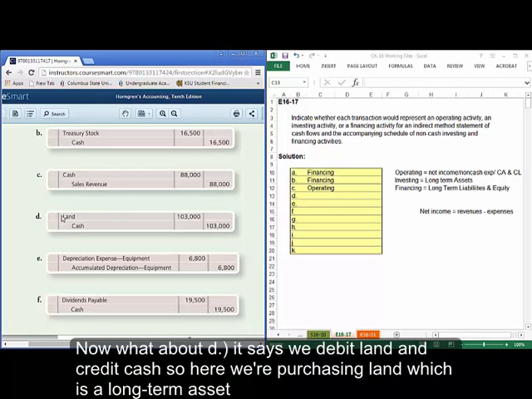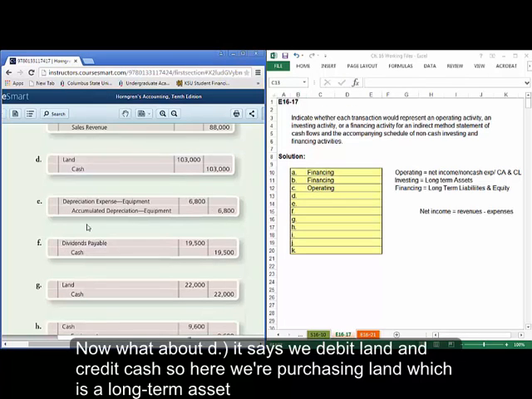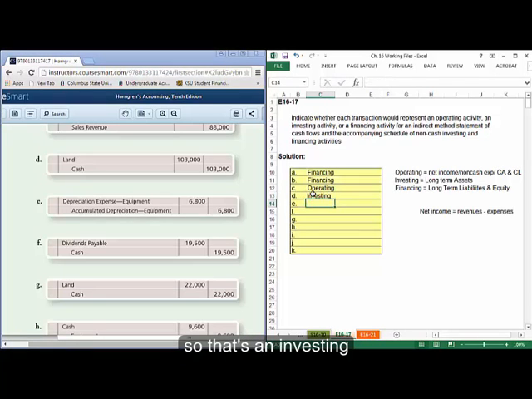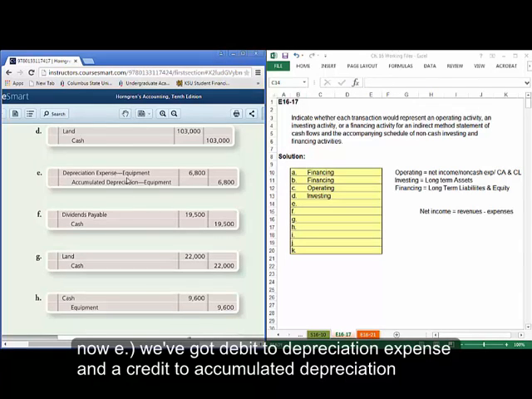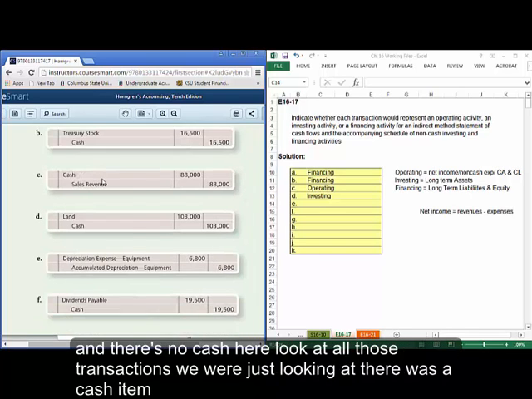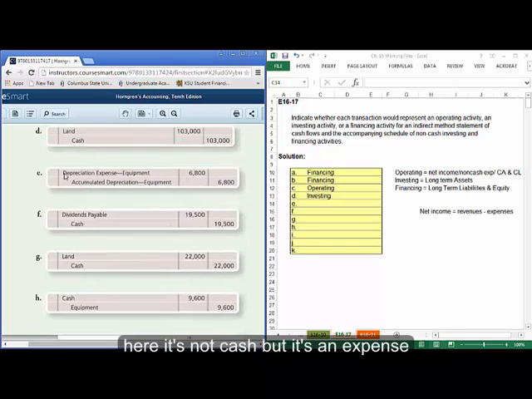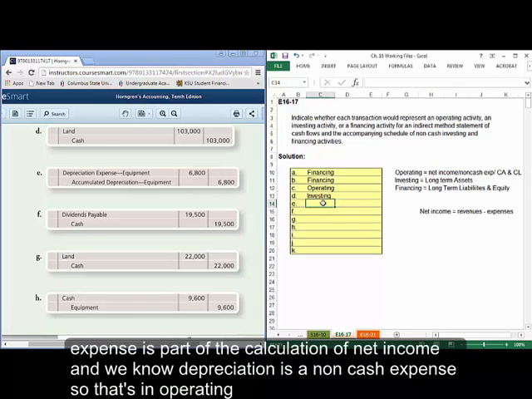Now what about D? It says we debit land and credit cash. So here we're purchasing land, which is a long-term asset. So that's an investing transaction. Now, E, we've got debit to depreciation expense and a credit to accumulated depreciation. And there's no cash here, right? Look at all those transactions we were just looking at. There was a cash item. Here it's not cash, but it's an expense, right? Expense is part of the calculation of net income. And we know depreciation is a non-cash expense, so that's in operating, right?